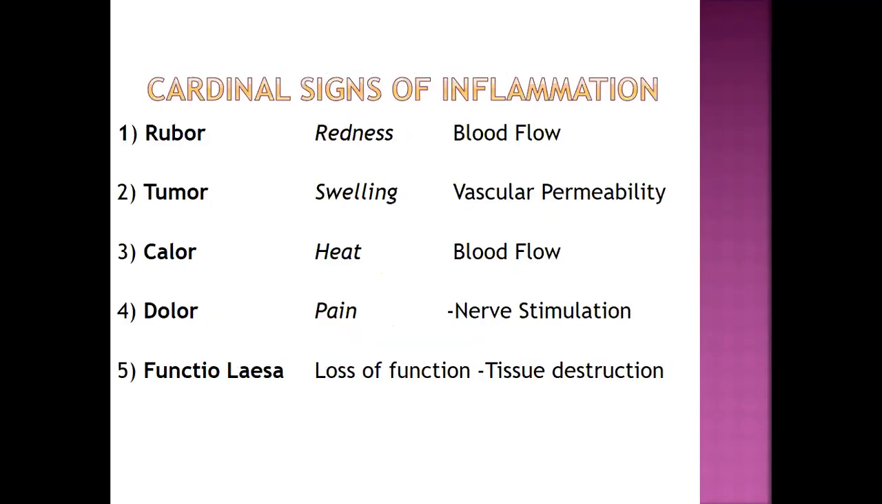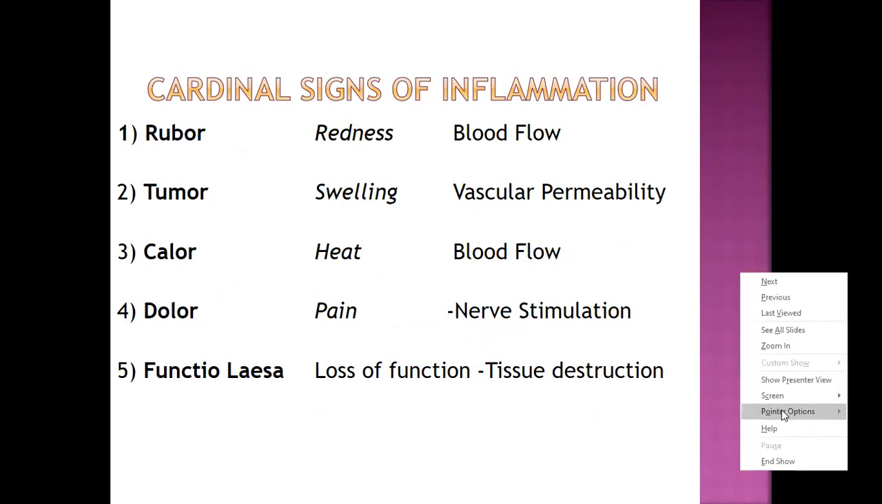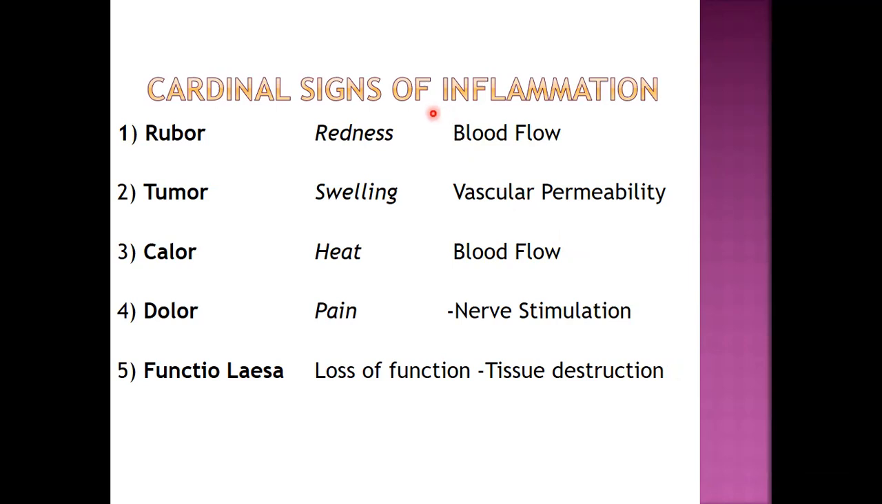So, cardinal signs of inflammation. When do you suspect that there's inflammation? Number one is redness. There's redness on the skin because there's increased blood flow to that area where there is inflammation, where the body is defending itself. And that's where the agent of inflammation is. So number one is redness. What causes it is actually increased blood flow. Number 2 is swelling. What causes swelling is increased vascular permeability.